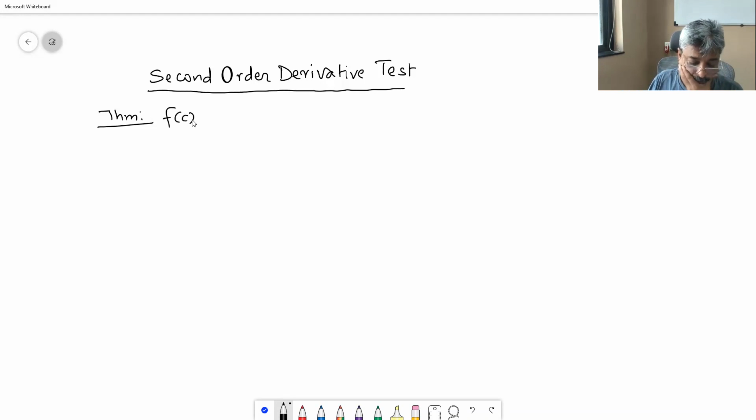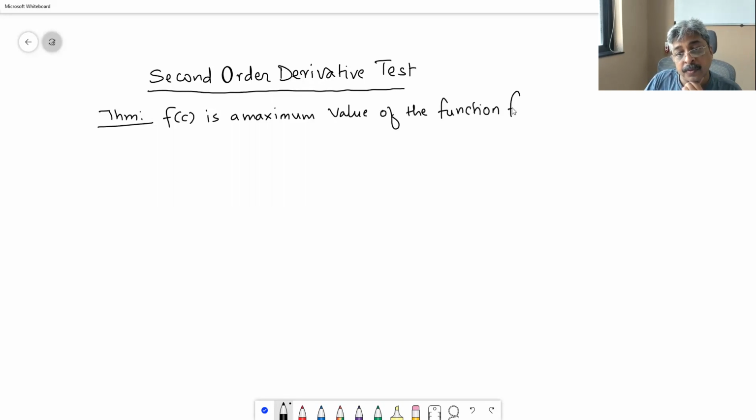f of c is a maximum value of the function f if f dash of c is equal to 0 and f double dash of c is less than 0.